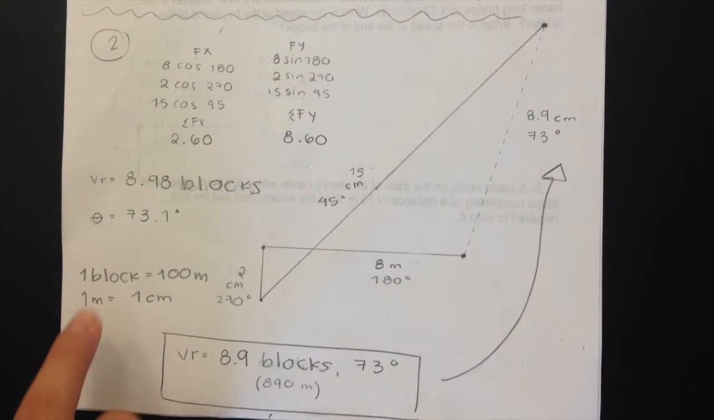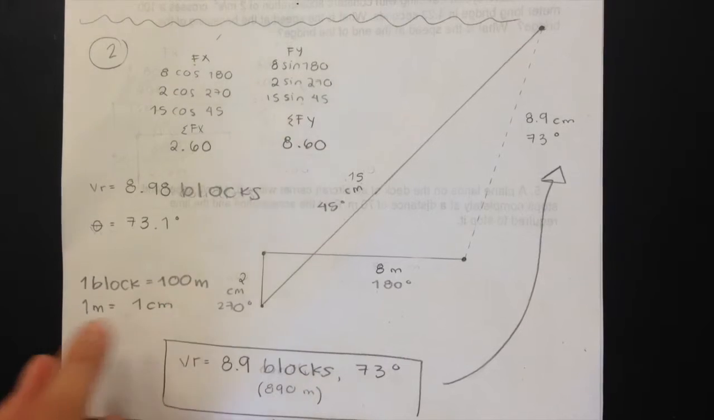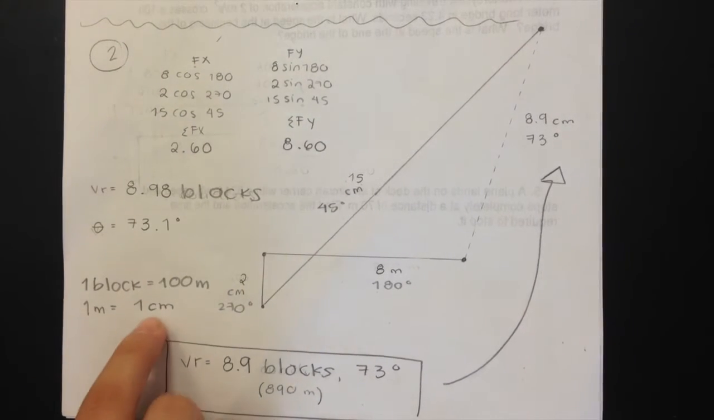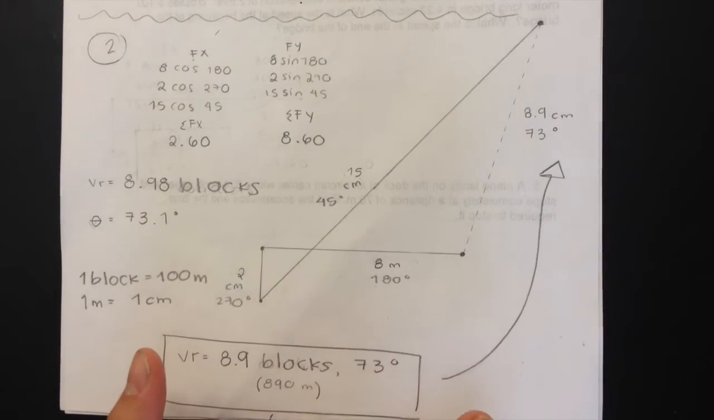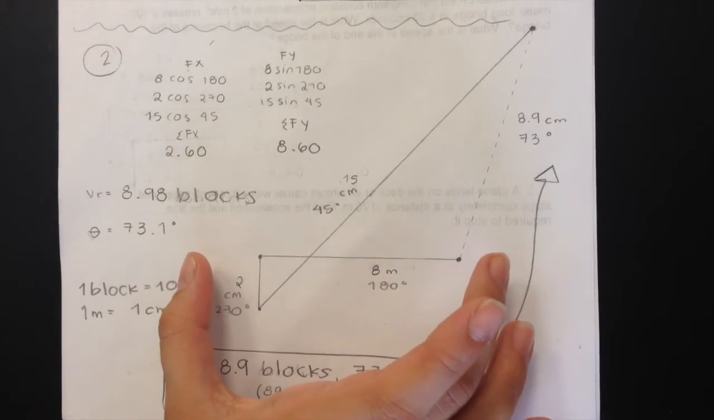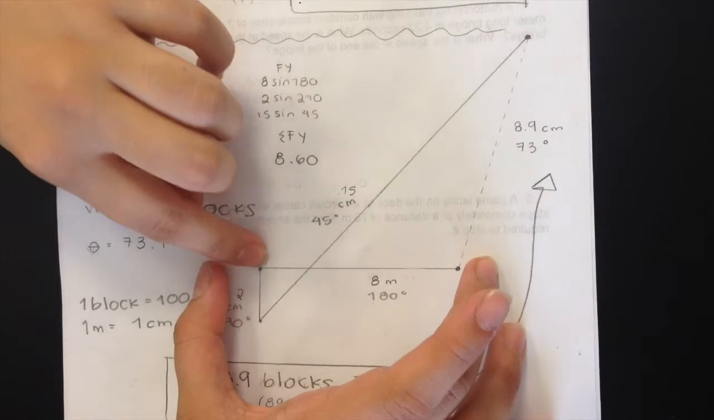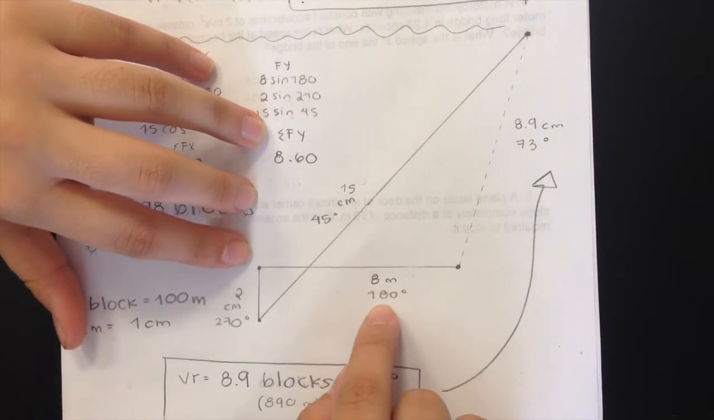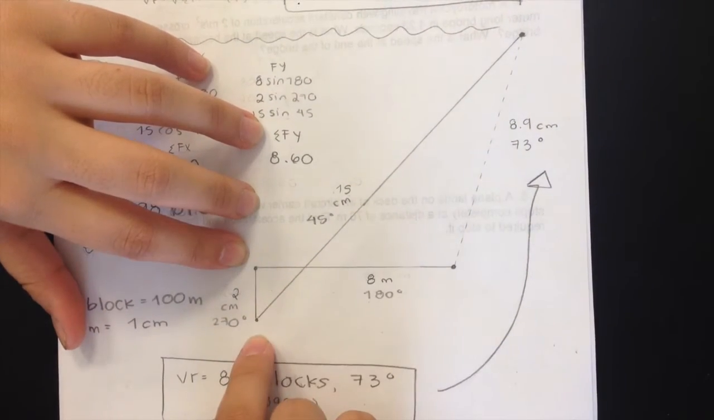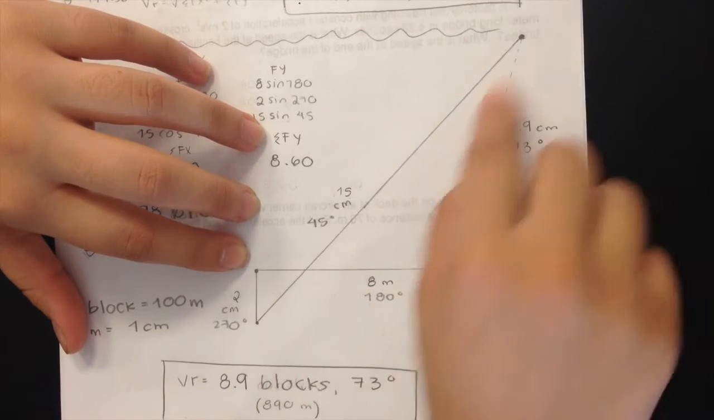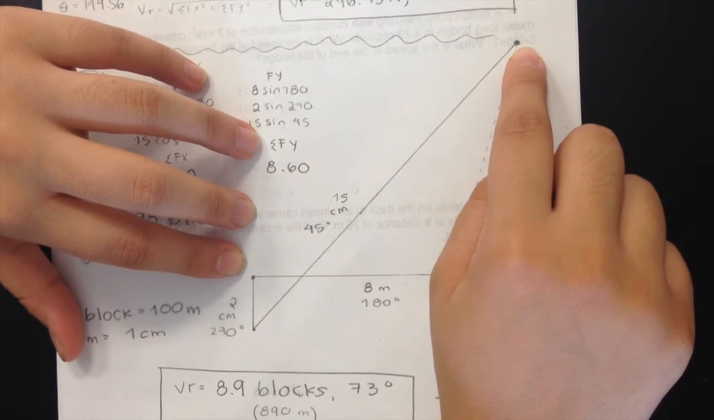As the problem said, one block equals 100 meters, we use that meter and change it to 1 centimeter. And with those units, we draw the units, as in 8 blocks to the west, 2 blocks to the south, and 15 blocks to the northeast.